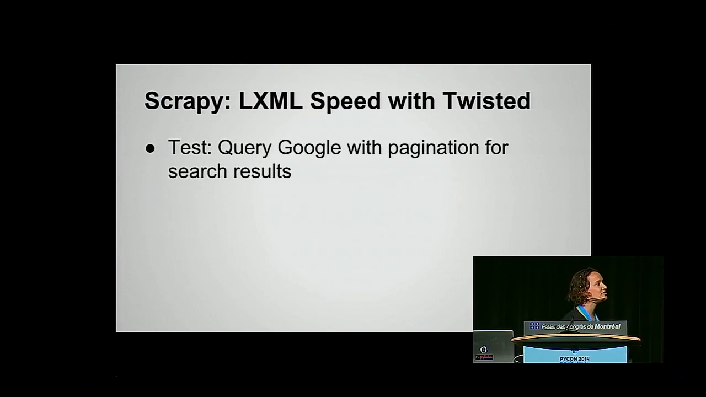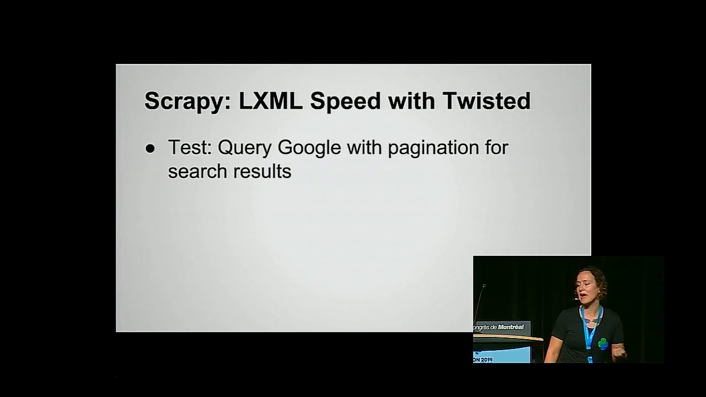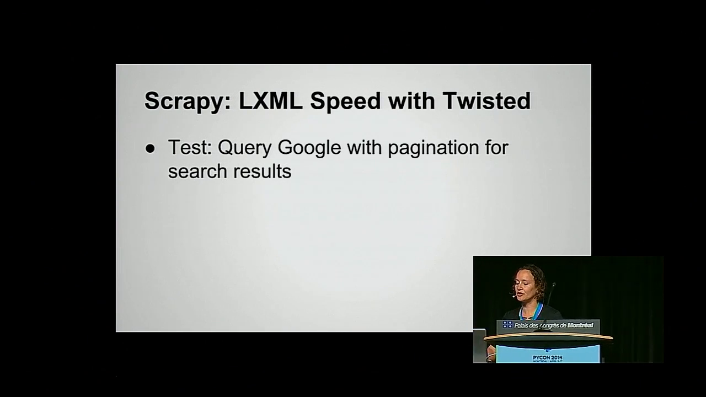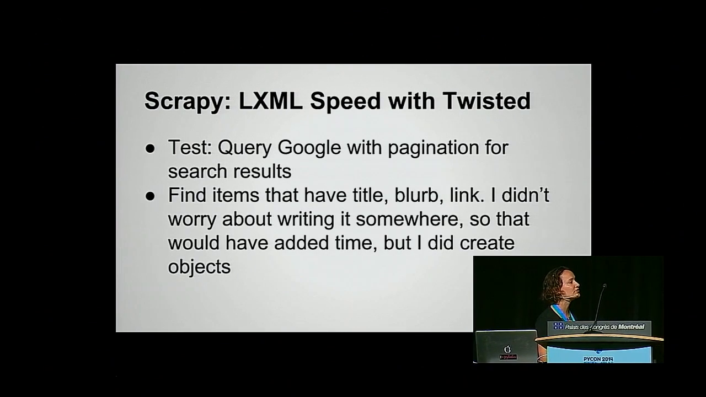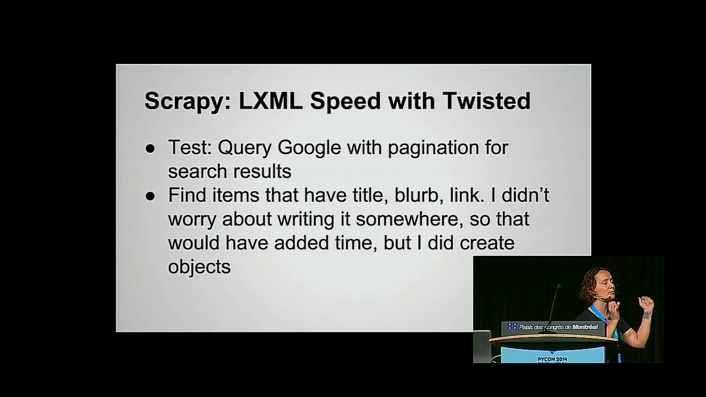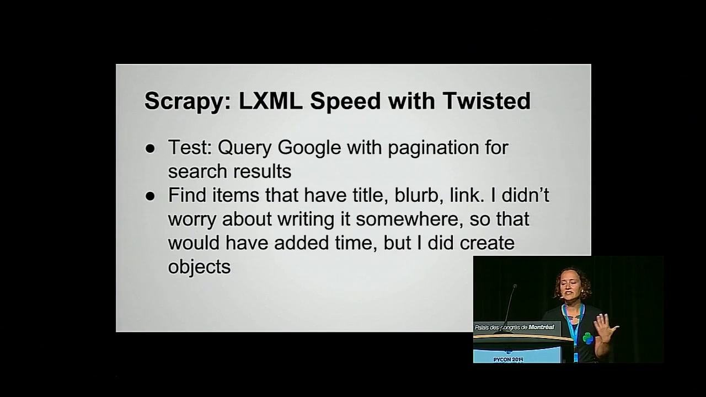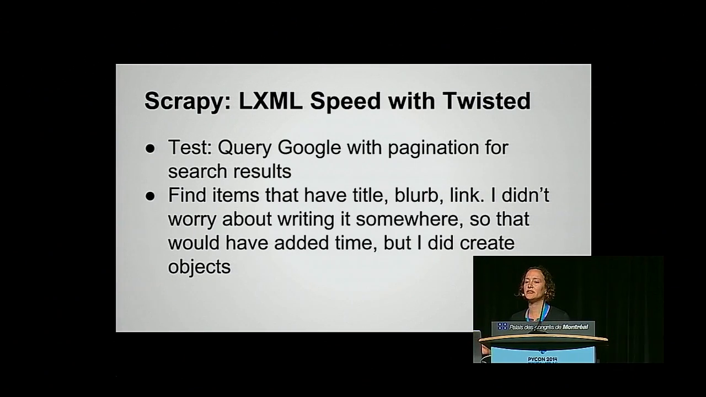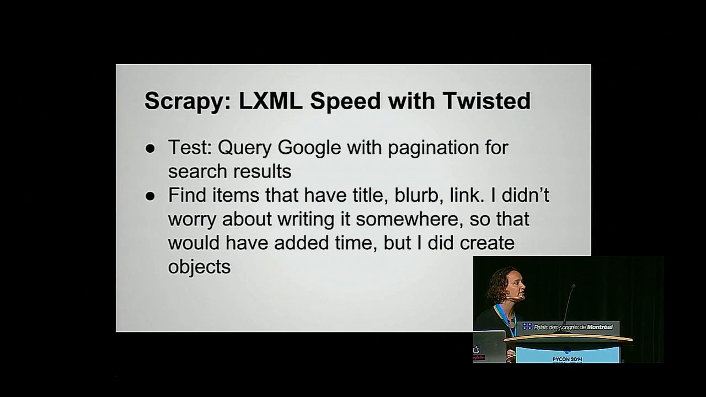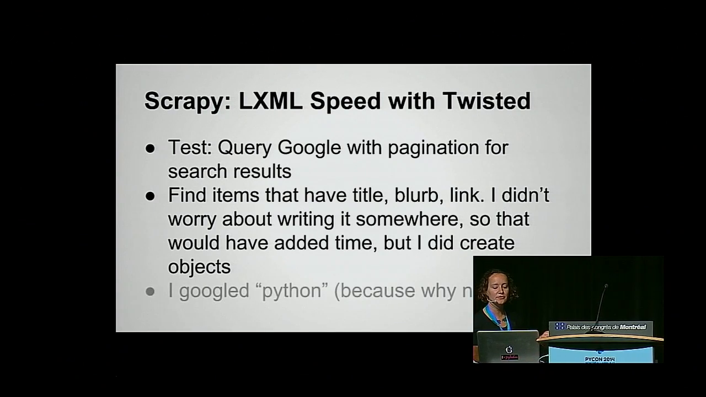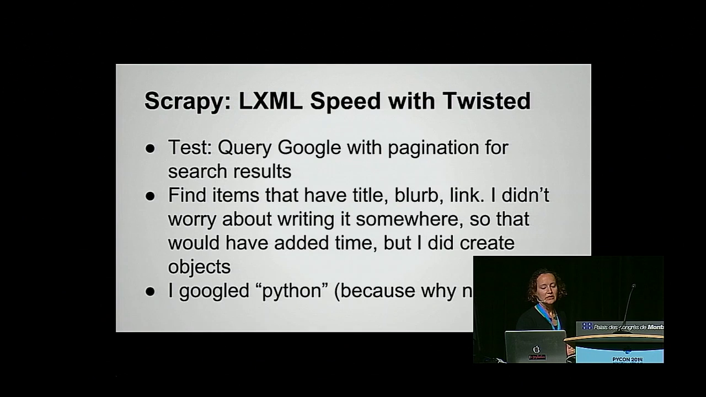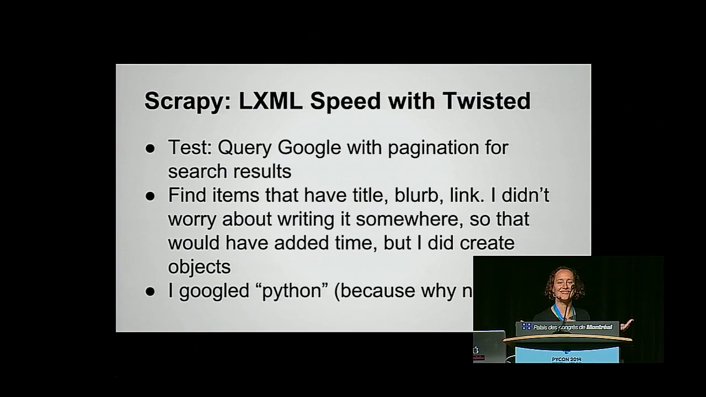So what I wanted to do is query Google with pagination for search results. Within those search results, I would find the title, the blurb, and the link. I didn't want any writes to disk messing up my speed tests, so again, that's going to add some time depending on your script. So I Googled Python because I thought, why not?